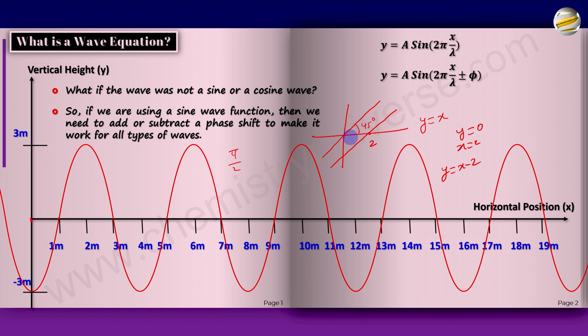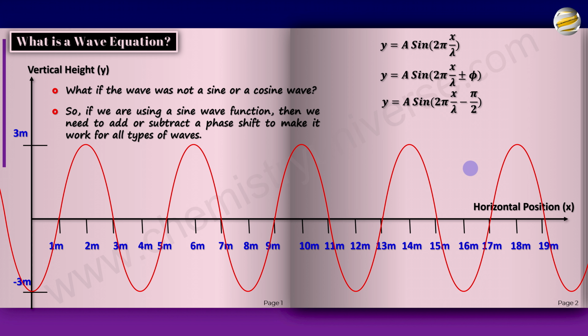Can you notice that as the graph moved to the right, I'm subtracting something from x? So remember, when there is a phase shift for a graph moving to the right, you will have to subtract a value. And we know right now the value is pi by 2. So I say it is y equal to a sine 2 pi x over lambda minus pi by 2. Now this particular equation, y equal to a sine 2 pi x by lambda plus or minus phi, is called a time independent wave equation.